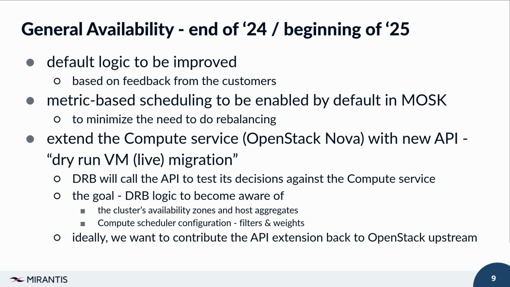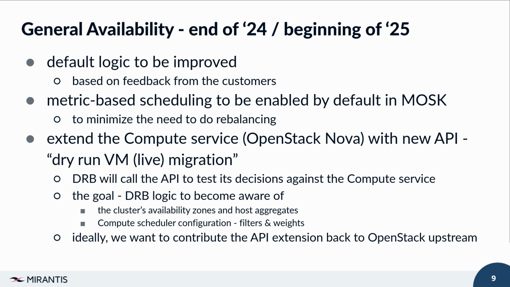General availability. So when it's going to become ready for big production. The plan is to have the general availability at the end of this year or beginning of the next one. Yeah, depending on how fast we're able to move with all these improvements listed here. So of course, we want to improve the default logic. We're collecting a lot of feedback from our customers who are already trying the service, and we are learning common rules, common expectations from the service, and of course working on implementing these into the DRB logic.